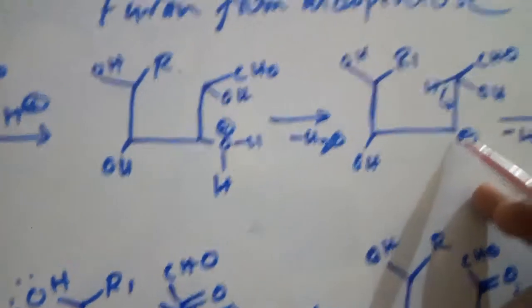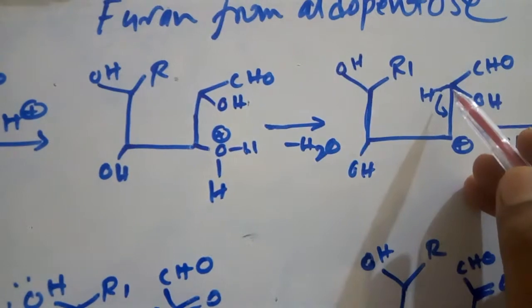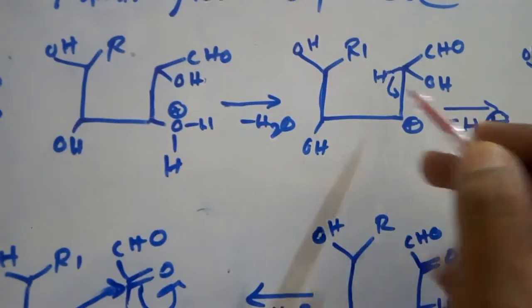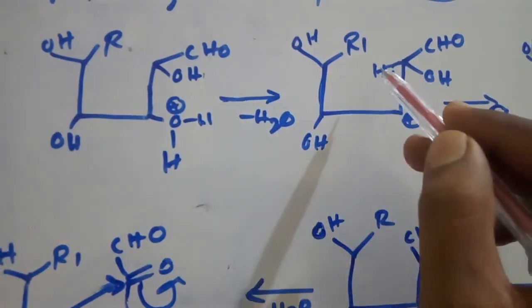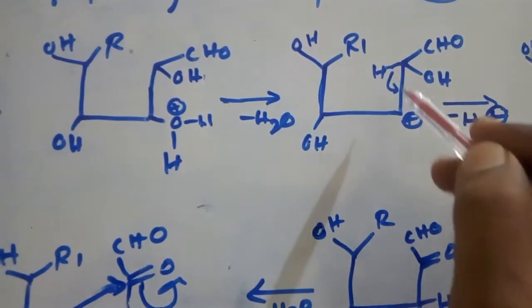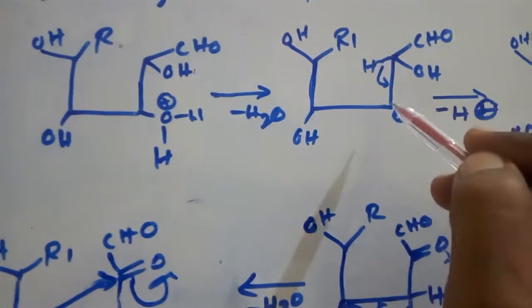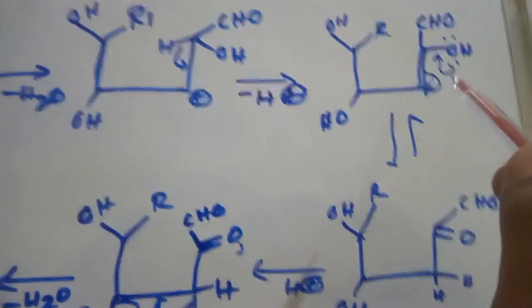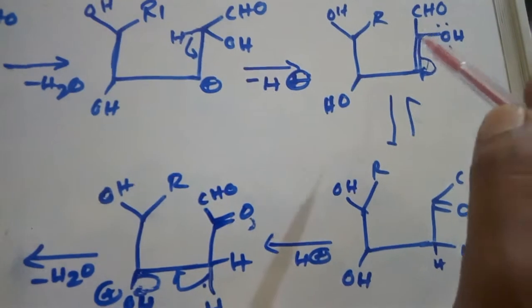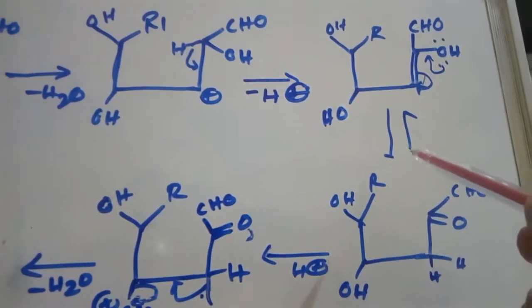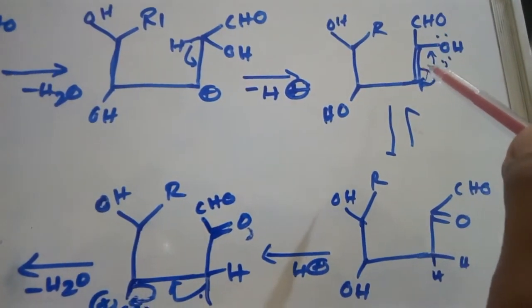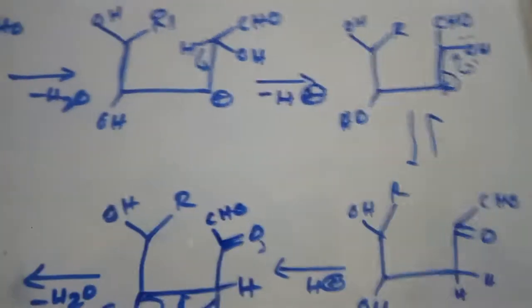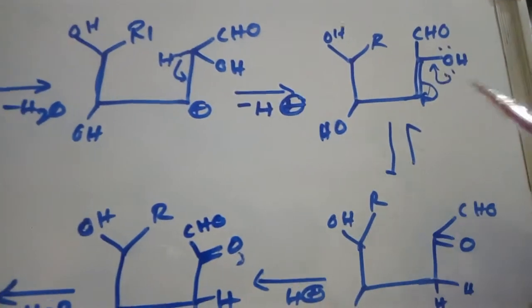Here we are seeing one hydrogen. This hydrogen will be lost as H plus, and these electrons will be shared between this carbon and this carbon, so a double bond will form. Now this compound forms tautomers, keto-enol tautomerism phenomenon will be seen.